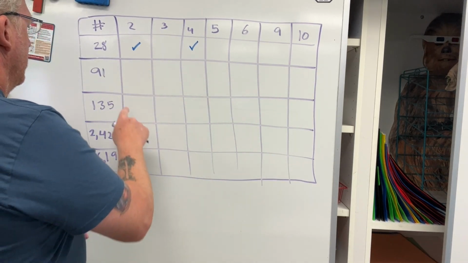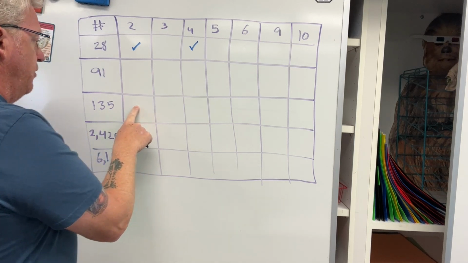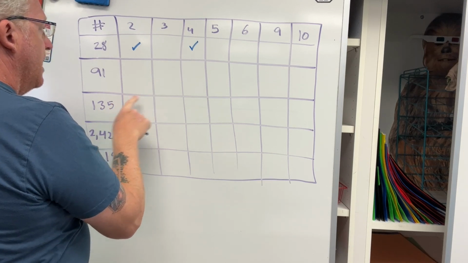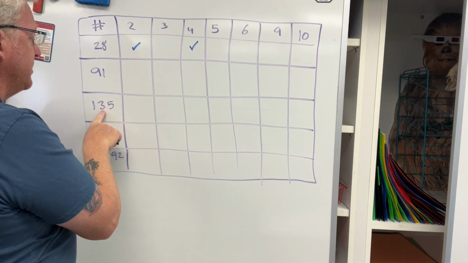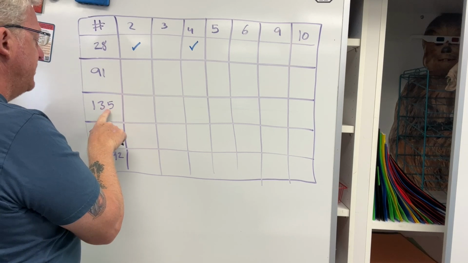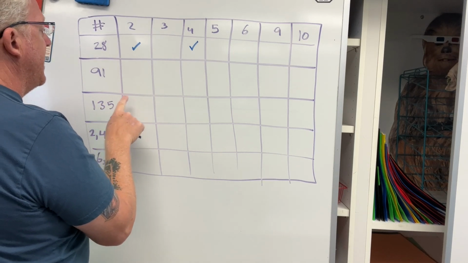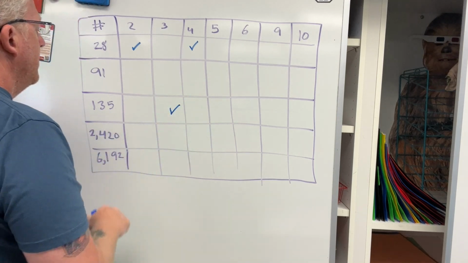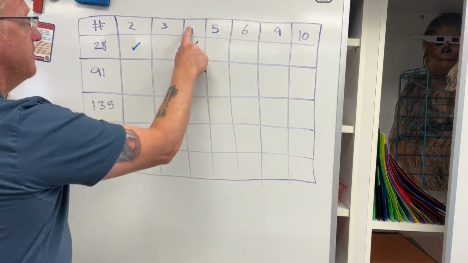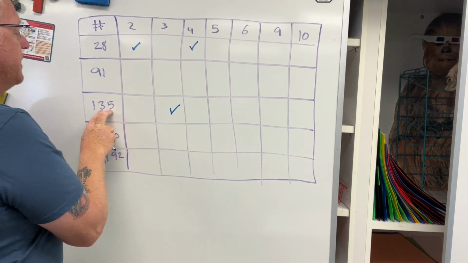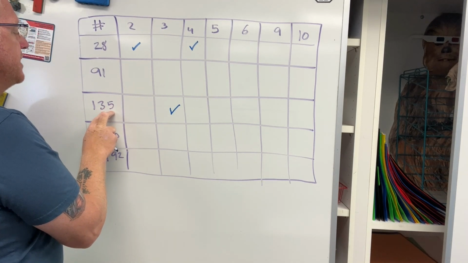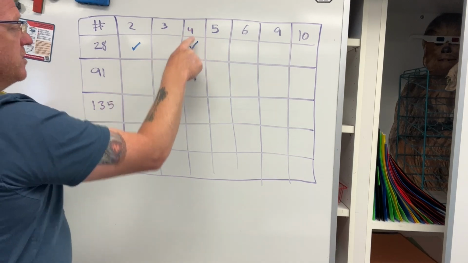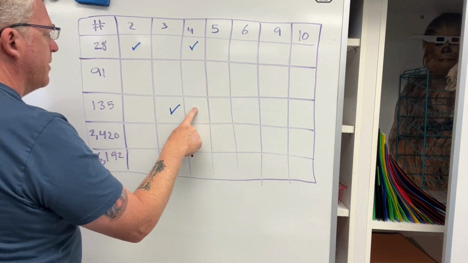All right, 135, no, for 2, because it's an even number, and this is odd. 3, 1 plus 3 is 4. 4 plus 5 is 9. Can I count by 3s to hit 9? Yes. 4, looking at the 1s and 10s place, 35. Nope, because I can't count by 4s and hit 35. Remember, 4 isn't going to give me only even number multiples.